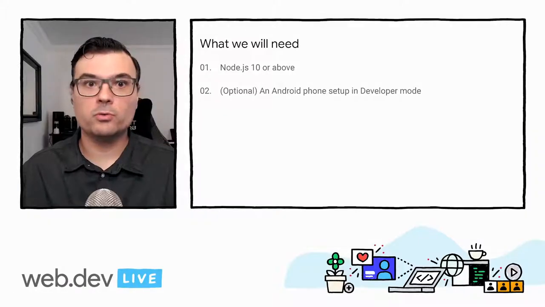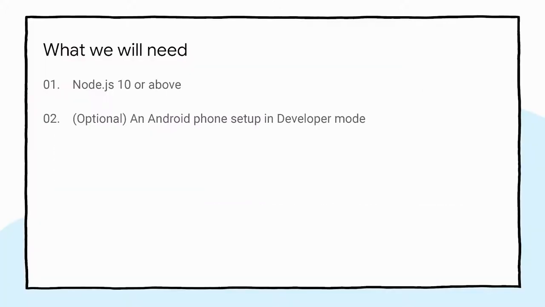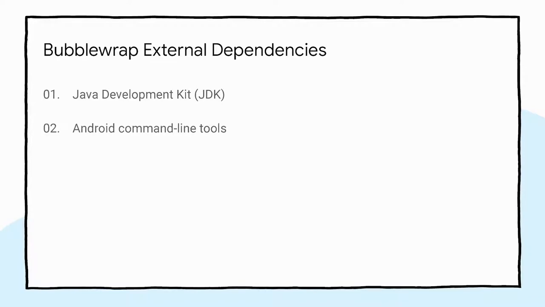In order to use Bubblewrap, we need Node.js 10 or above installed on the development computer, and optionally, an Android device set up in developer mode so we can test the application. Check the link on the video description for more information on how to set up an Android device for developer mode. Bubblewrap builds on top of native SDK tooling, so we'll start by downloading the Android command line tools and the Java Development Kit, or JDK, version 8.